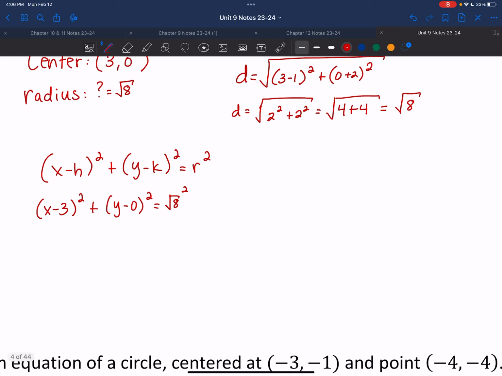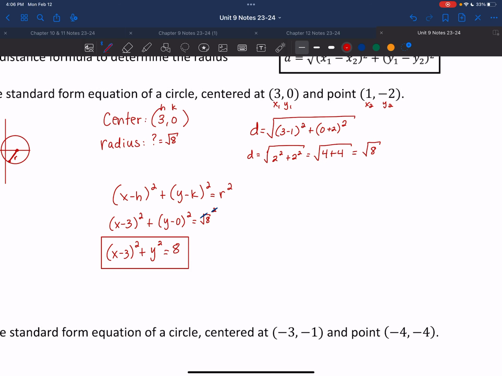So I'm almost done. I can simplify this a little bit more. This part right here, (x minus 3) squared, I can't really simplify, so I'm going to leave it the way it is. And right here, y minus 0, that's the same thing as just y squared. Now, this last part, the square root of 8 squared. When I square a square root, the square root and the square cancel each other out, and so what I'm left with is just 8. And so now I know the equation of this circle.